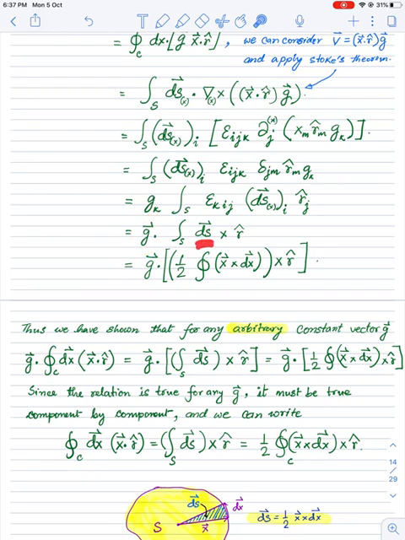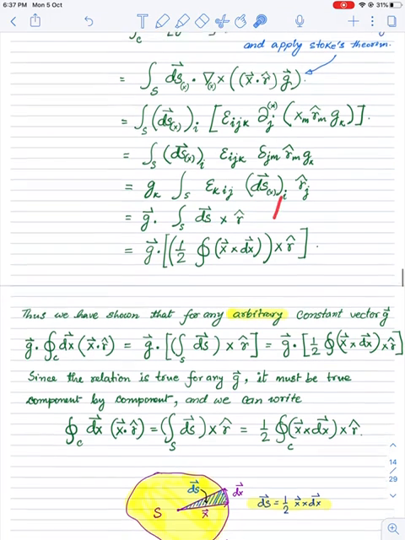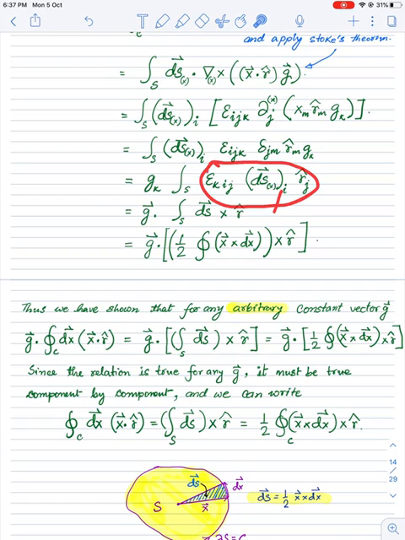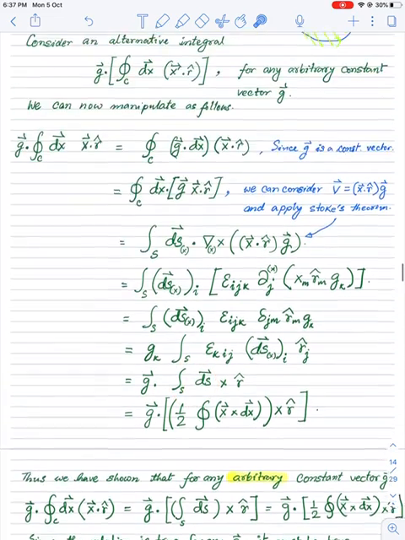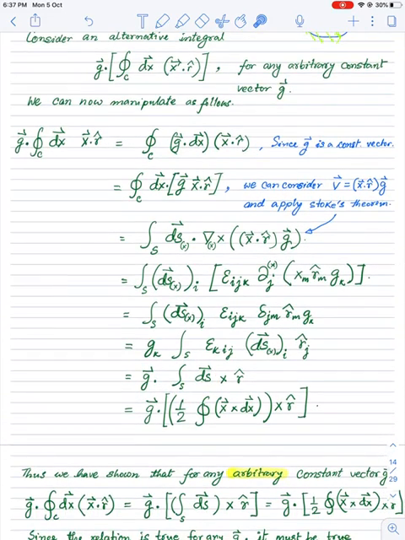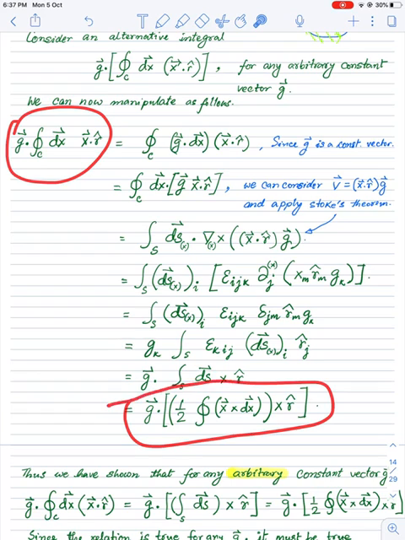If I take it out, then this is again g dot the integral of the surface vector, this dS vector, the infinitesimal surface vector, crossed with r hat, because this is the cross product in terms of the epsilon, right? So now this dS, again for the reasons which I just explained, can be written as half of x cross dx, and this is the surface vector here, cross r hat. As we can see, g played a very important role in the manipulation, but eventually this one is equal to this thing for an arbitrary constant vector g. For any arbitrary constant vector g, this is true.